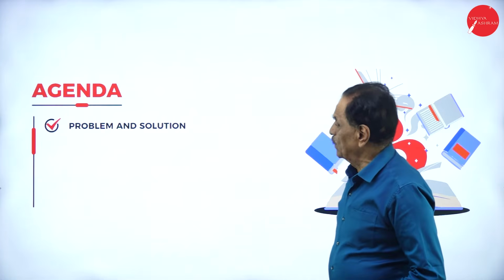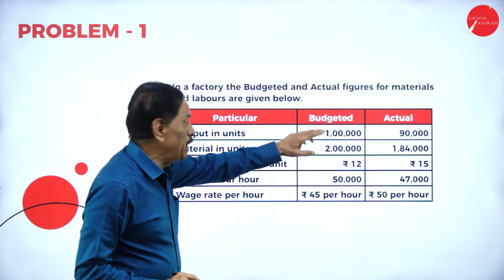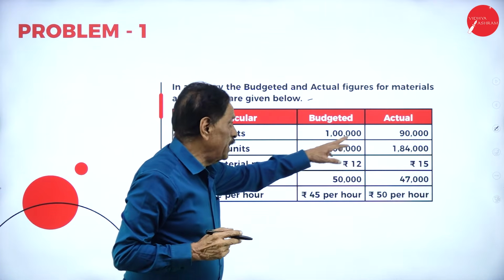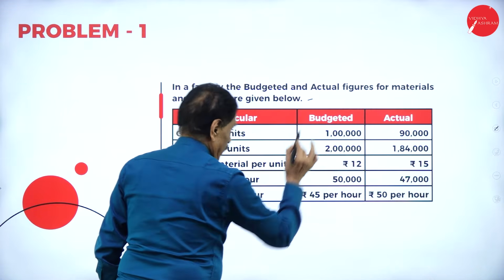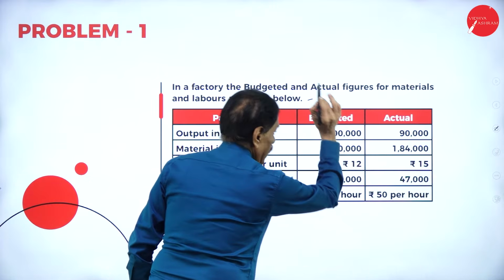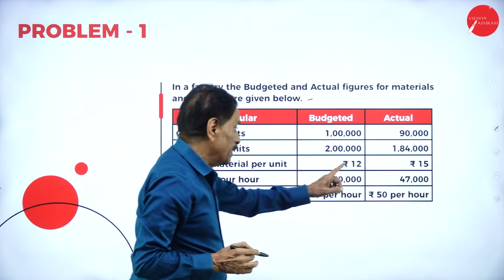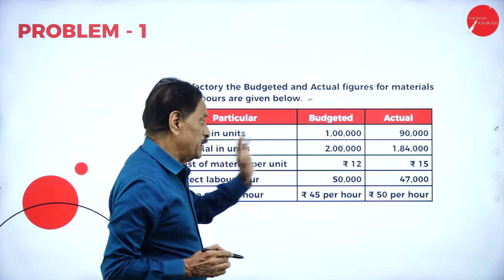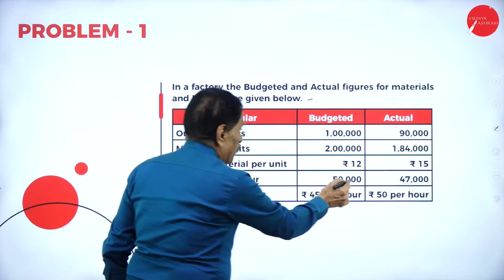Problems and solution. In a factory, the budgeted and actual figures for material and labor are given below. Particulars, budgeted, actual. Output in units: 1 lakh, actually 90,000. Material units: 2 lakh, actually 1 lakh 84,000. Cost of material per unit: 12 rupees, actually 15 rupees. Direct labor hours: 50,000, actually 47,000 hours. Wage rate per hour: 45 rupees, actually 50 per hour.